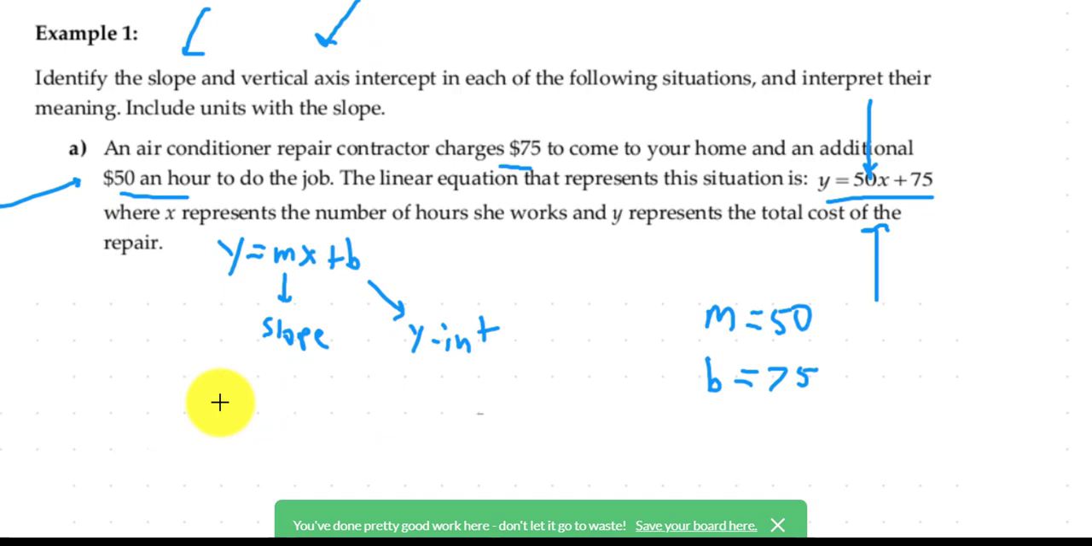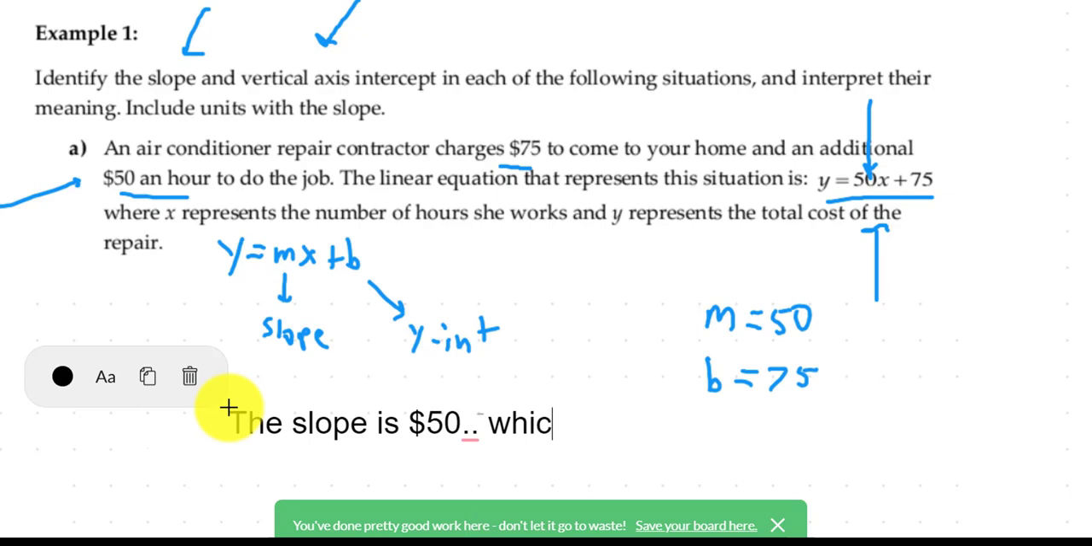So to me, the slope is the rate of pay, the $50. So let me use my typewriter box here. I'm going to write the slope is 50, which represents the charge, right? We pay $50 an hour for the repairman. So it represents the cost per hour.